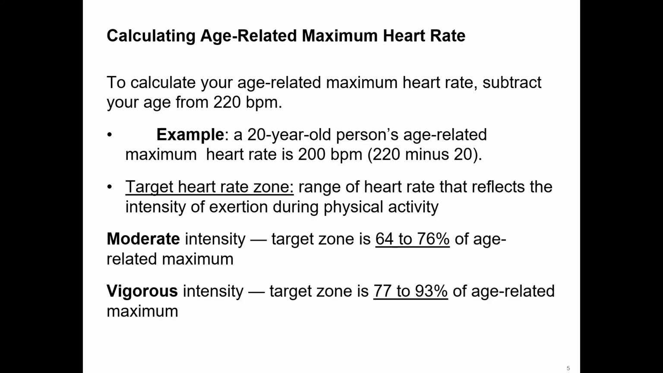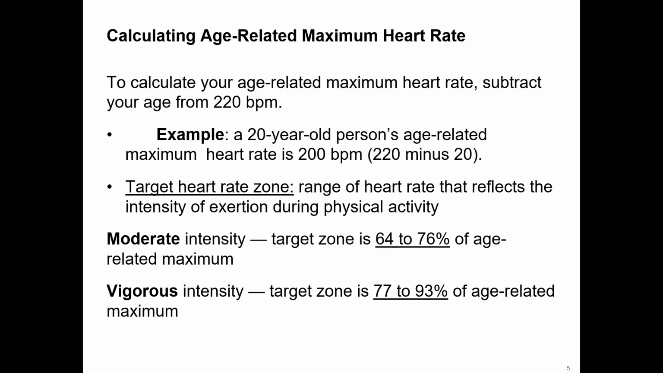The example there you see, if you're 20 years old, you take that 220 beats per minute, subtract 20 from that, and you have the maximum heart rate as 200 beats per minute. And so that gives us a number to work with, because now we can look at moderate exercise during the week. Remember, we're trying to get 150 minutes of moderate intensity exercise or 75 minutes of vigorous intensity. Now we can put numbers to that. And so we can shoot for a target zone.